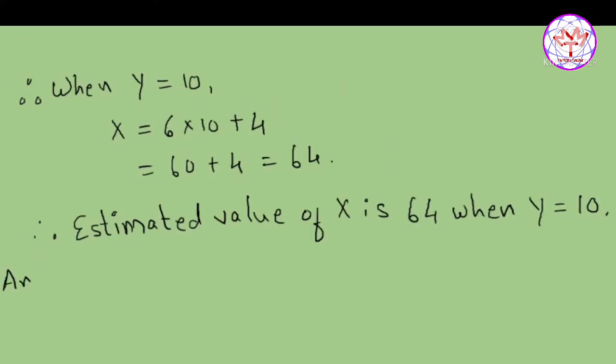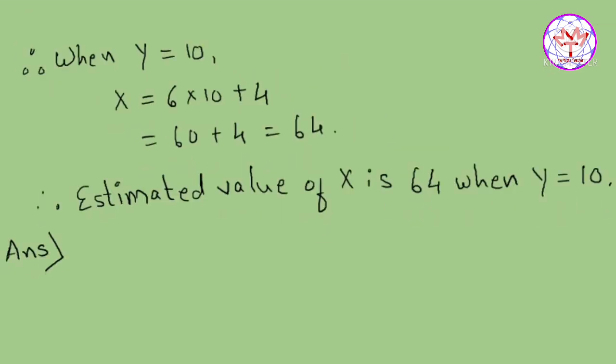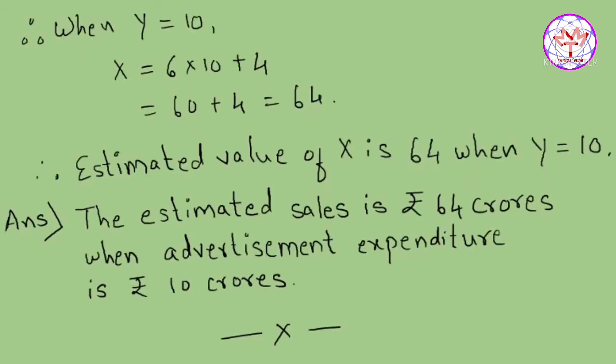Now let us write the final answer. The estimated sales is rupees 64 crores when the advertisement expenditure is rupees 10 crores. This completes your first sub question. Let's solve the next sub question.